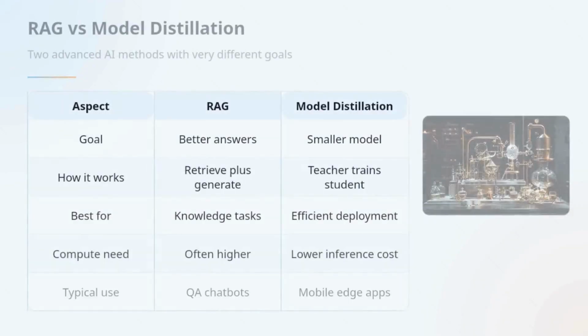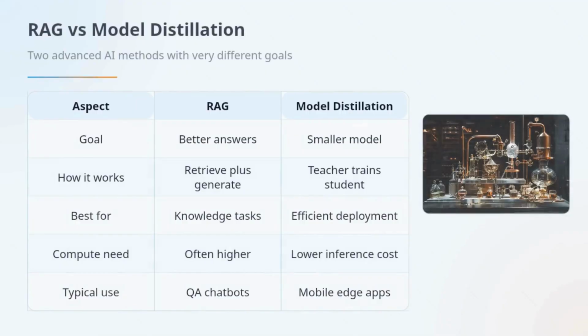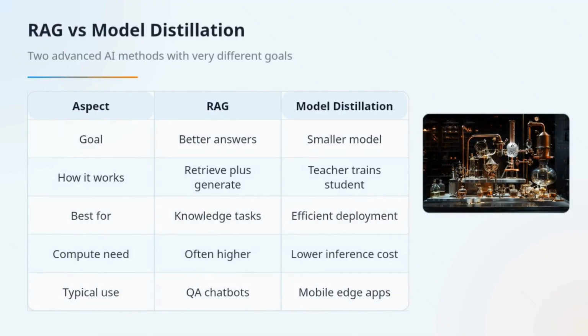Before going deeper, let's separate model distillation from RAG. RAG improves answers by retrieving relevant information and then generating a response. Model distillation does something else entirely. It compresses knowledge from a large model into a smaller one, mainly to improve speed, efficiency, and deployability.